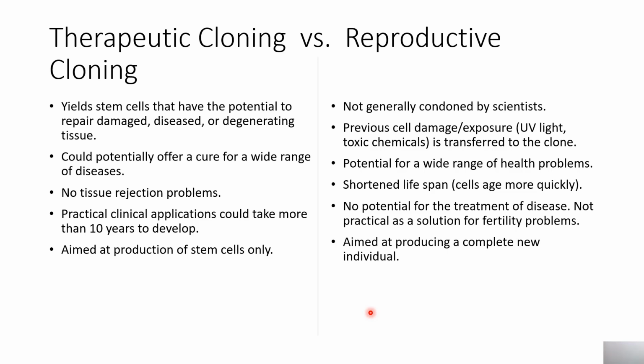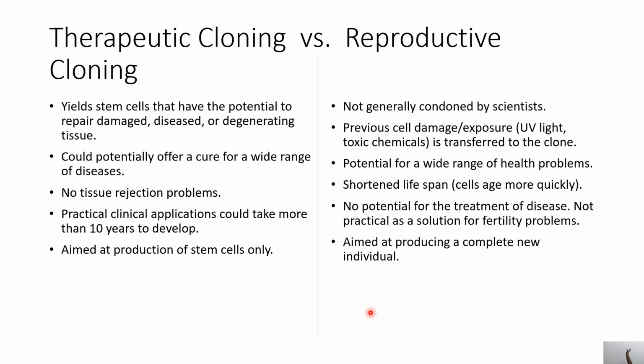Now, what is the difference between therapeutic cloning and reproductive cloning? So, therapeutic cloning yields stem cells that have the potential to repair damaged, diseased, or degenerating tissue. It could potentially offer a cure for a wide range of diseases, and there are no tissue rejection problems. Practical clinical applications could take more than 10 years to develop and it is aimed at production of stem cells only.